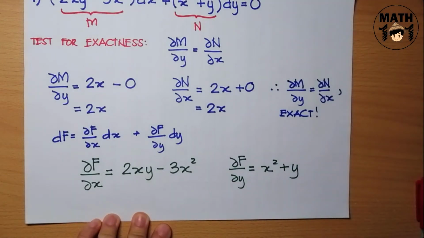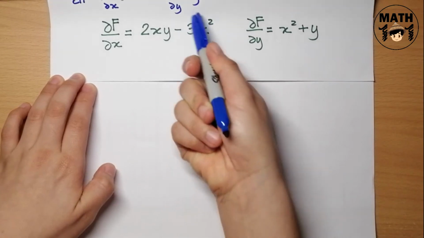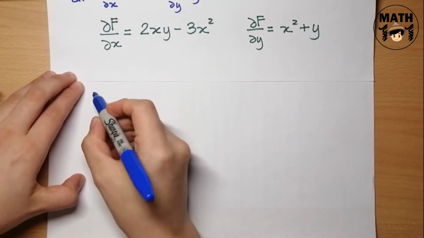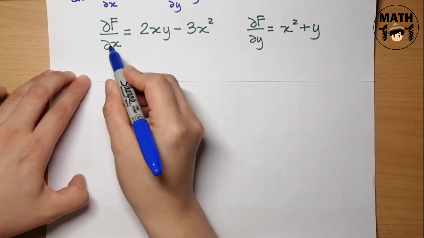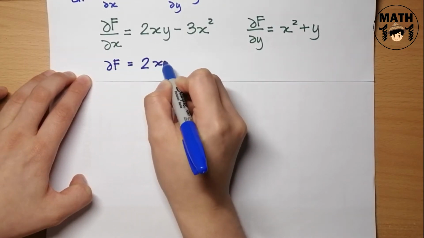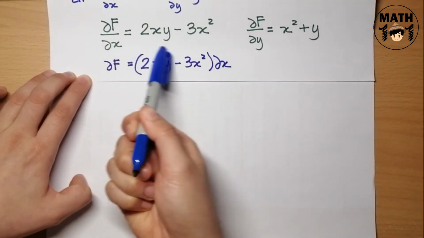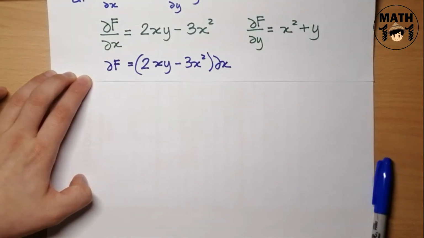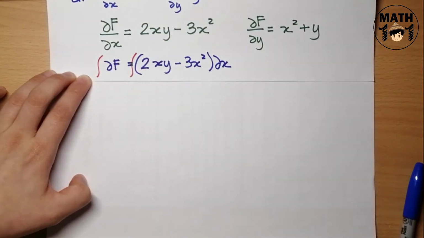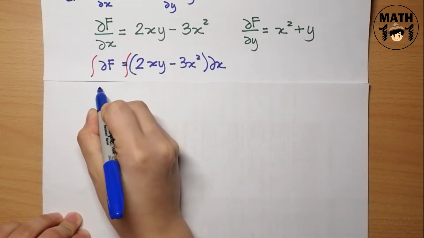Paano natin ngayon mahahanap yung function na f? To find the function f, consider muna natin itong equation na to. What if we integrate this with respect kay x? So partial of f equals 2xy minus 3x squared partial of x. So integrate natin to para mapalabas natin si function f. So, integrating the left side, integral ng differential ng f, that is just the function f.